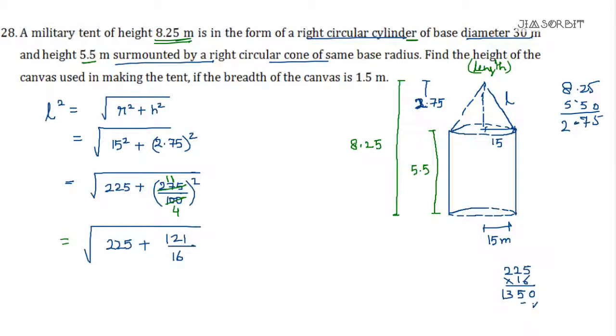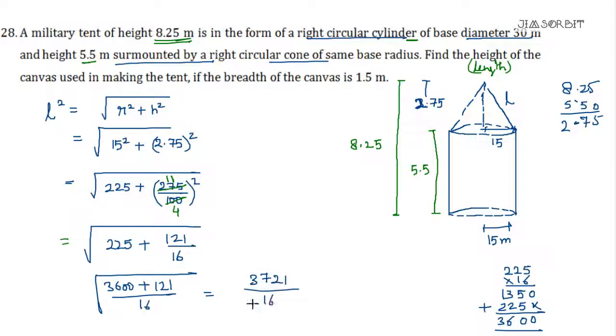And then copy, paste, this will be 0, 5 plus 5 is 10, and we get 3600. Okay, now this will be the root of 3600 plus 121 by 16. Now if you notice, this will be 3721 by 16. Let us find the root of 3721 now.